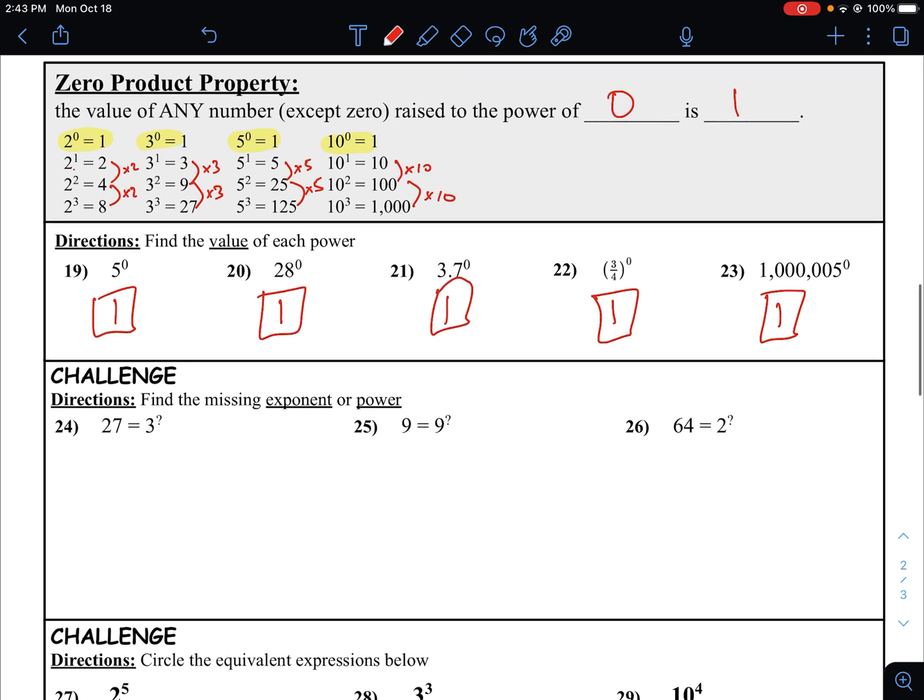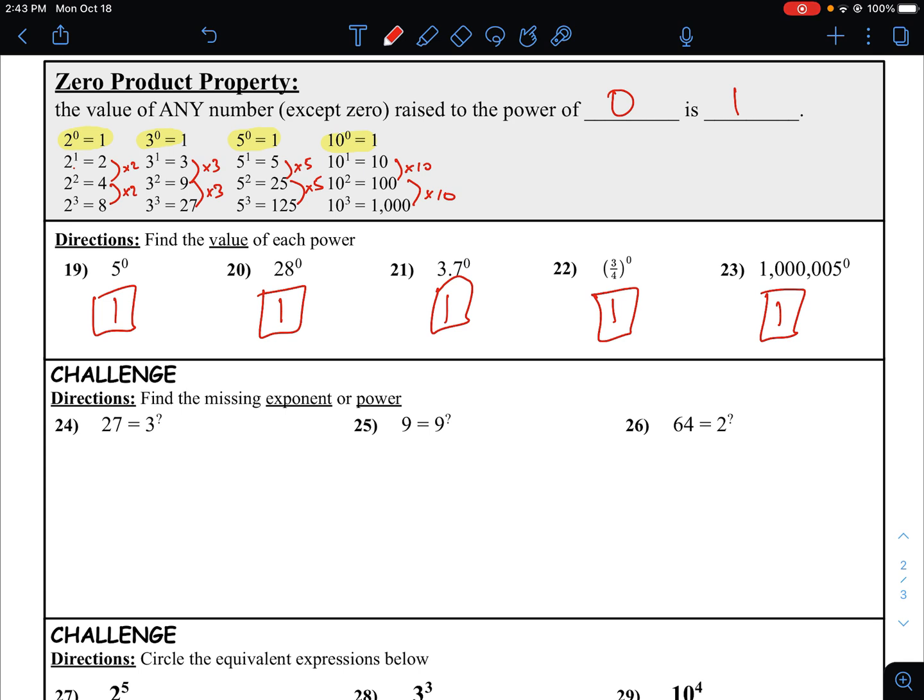So you're going to apply that same pattern. From 8 to 2 to the fourth power is 16, you multiply by 2. Well, how do you get from 1 to 2? Well, you multiply by 2. So 1 times 2 is 2. How do you get from 1 to 3? You multiply by 3. How do you get from 1 to 5? You multiply by 5. How do you get from 1 to 10? You multiply by 10. So it keeps the pattern the same.